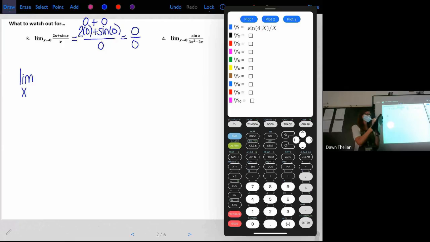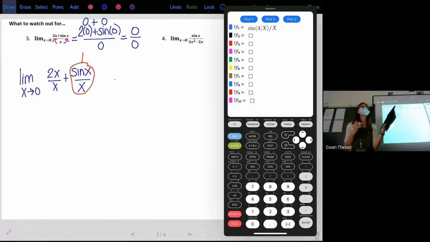If I'm dividing both terms by x, it's really like you're distributing that division. Split them up. Perfect. Because now I've got a blob. Sine x over x is going to go to 1. And now I'm looking at this 2x over x.